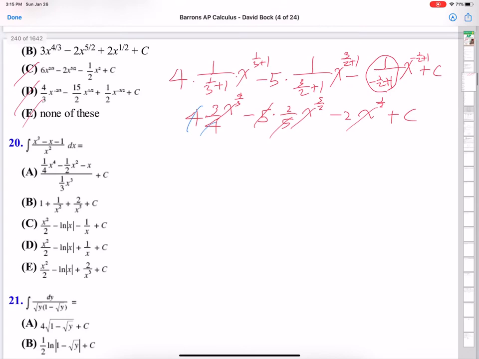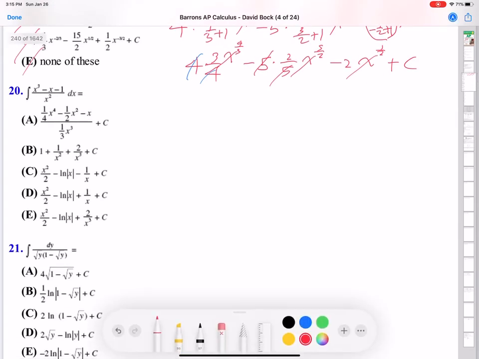Next problem, number 20. Same problem, right? Just make 3. Separate this fraction into 3 different fractions. So x cubed over x squared, that's x, minus x over x squared, 1 over x, and minus 1 over x squared.